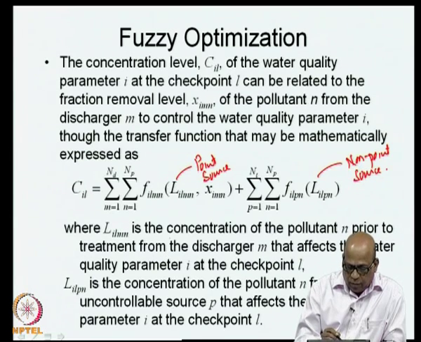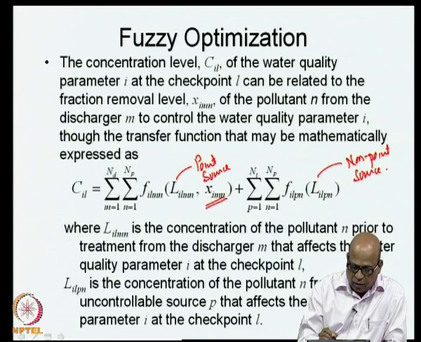Prior to treatment, which means we are making the decision XIMN. This is the treatment that we are giving, and this treatment we are giving on this LILMN. I is the water quality indicator, L is the location or the checkpoint, M is a particular discharger, N is a particular pollutant. So, it can be used for multiple pollutants. The way it influences CIL is given by a functional relationship which has the arguments LILMN and XIMN. This is the treatment level.